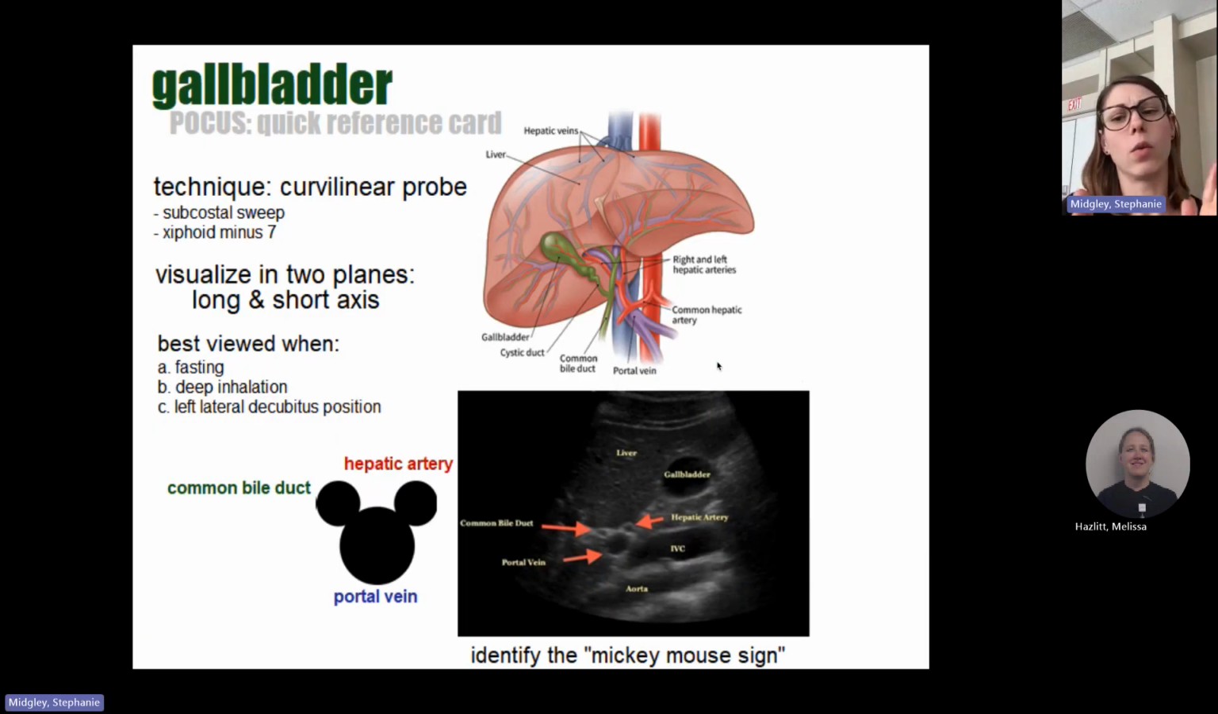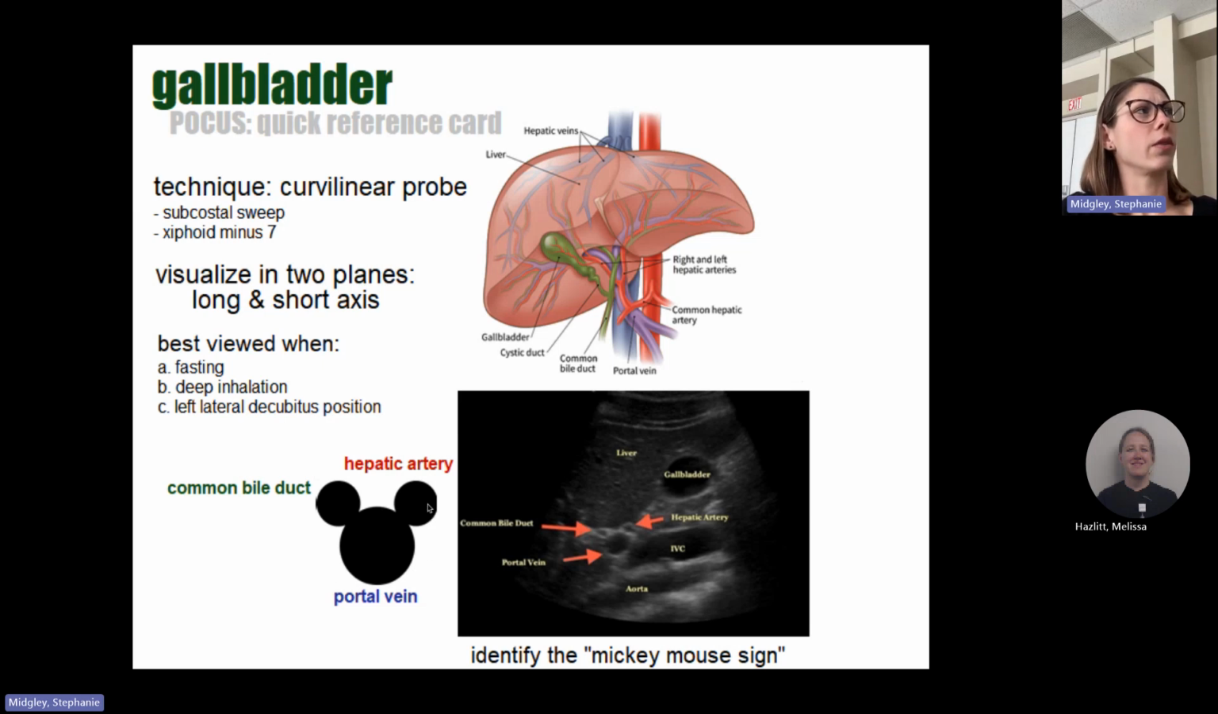Again, it's an organ that we're looking at, so it's always going to be in two planes, long and short. Deep inhalation is a really nice trick, especially if you are infracostal. So if you're below the rib margin, have them take a deep breath. Same thing with subxiphoid, it'll help bring everything a bit closer to the probe.